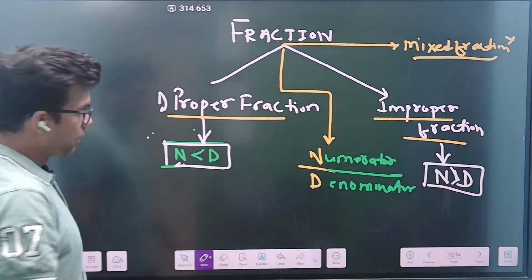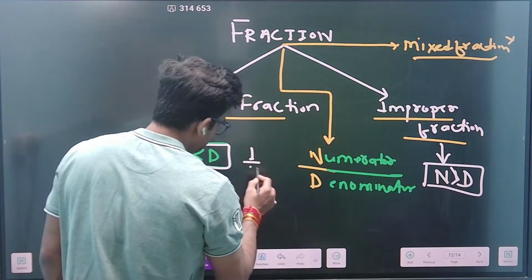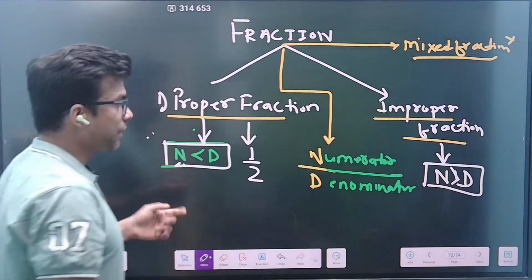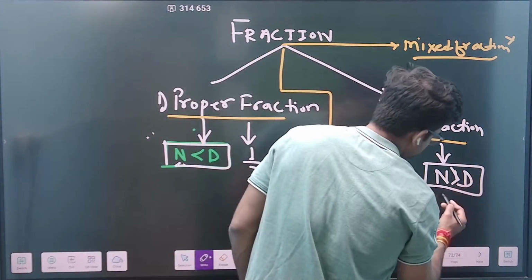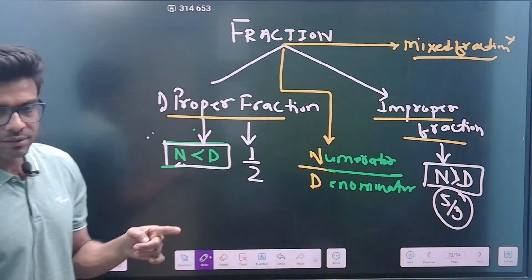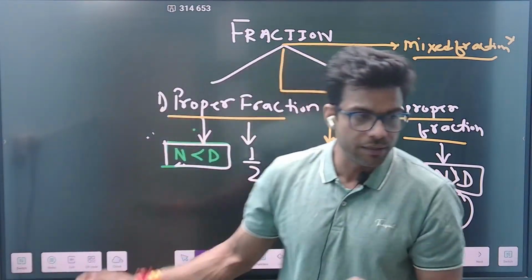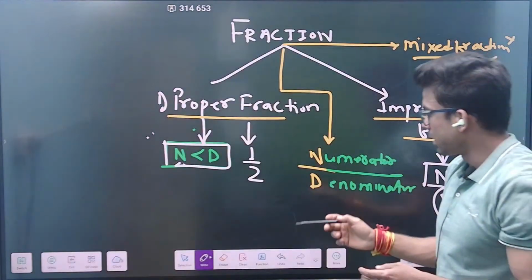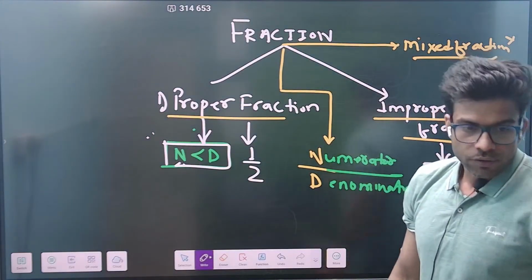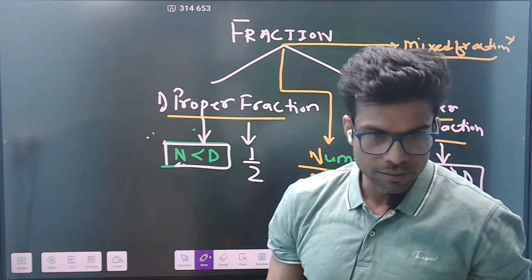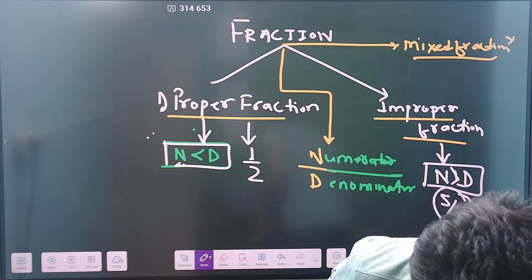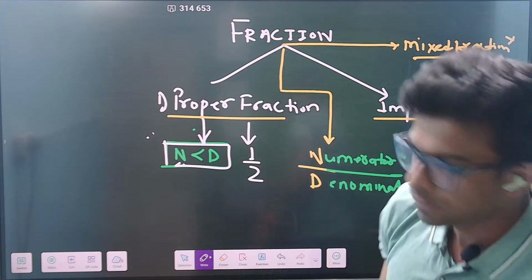For example, can I say 1 by 2 is a proper fraction? Yes, 1 by 2 is a proper fraction, correct? If I write 5 by 3, then 5 by 3 is an improper fraction. I hope this is clear to everyone. This is the point where you should understand what proper fractions and improper fractions are. I hope till now it makes sense to everyone, correct?